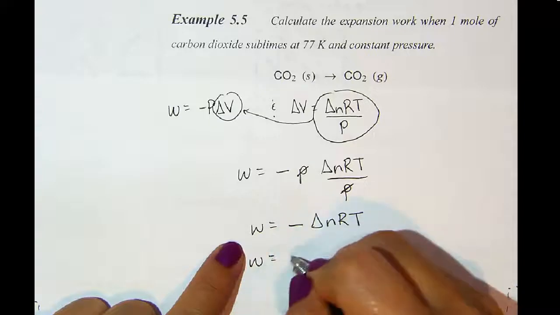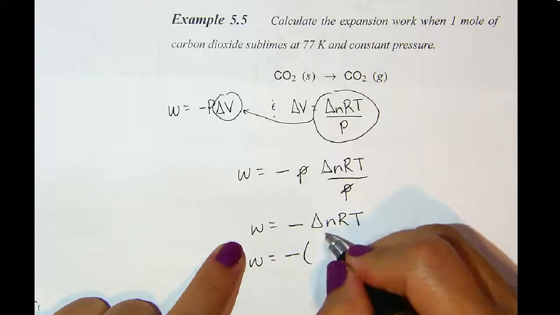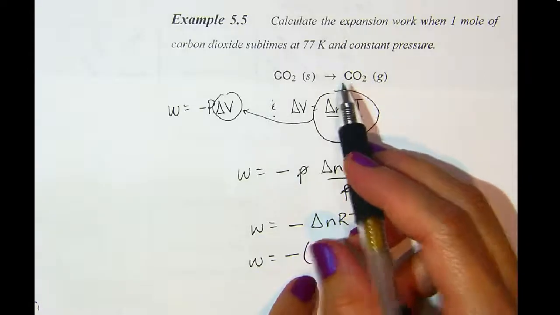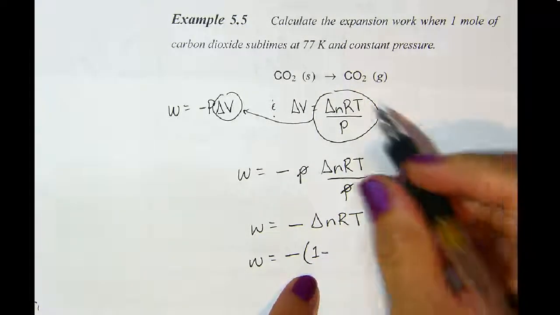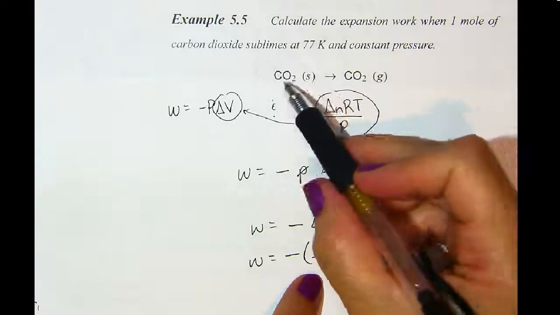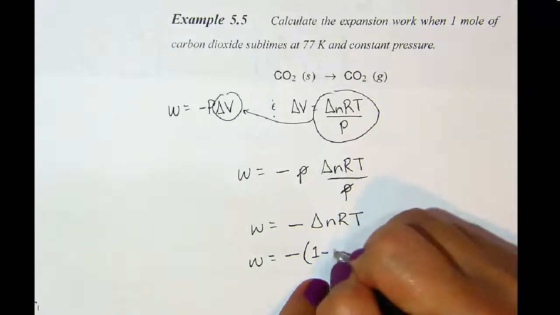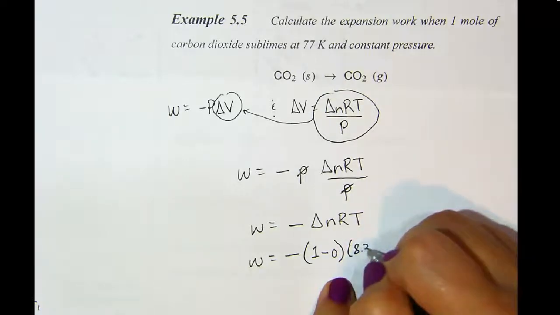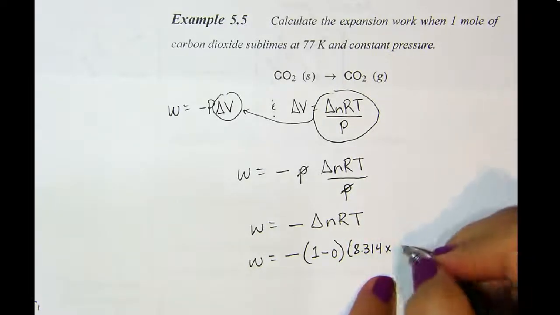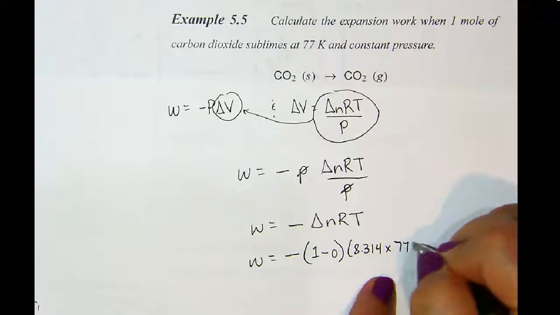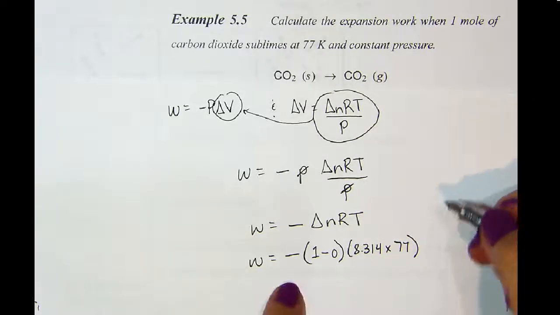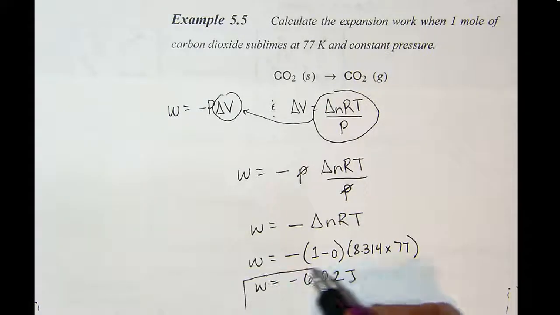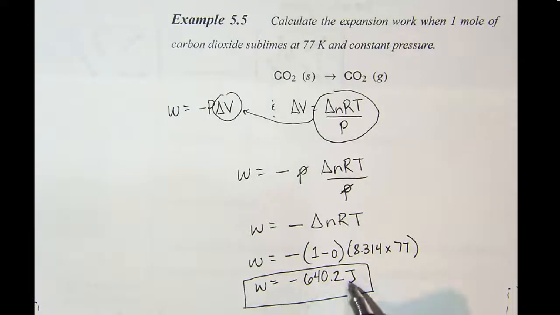So the change in moles is going to be the moles of product that are gases, which is 1 mole, minus the moles of reactants that are gases, which is 0 moles. Remember that solids and liquids are negligible. R is going to be the value 8.314 times the temperature, which in this case is 77 Kelvin. And so when we do this math, we're going to get work equals negative 640.2 joules.